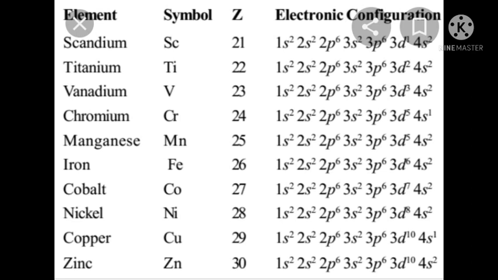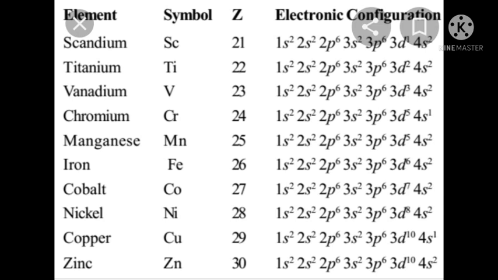This shows the atomic number, symbol, electronic configuration of the first row of transition metals. Here the first element is scandium, whose symbol is Sc with atomic number 21. Electronic configuration is 1s2, 2s2, 2p6, 3s2, 3p6, 3d1, 4s2. Here the fourth shell is the last shell or valence shell, which is also known as the ultimate shell. And it is being filled first before filling the 3D subshell. So we can tell that the last electron is present in the 3D subshell.